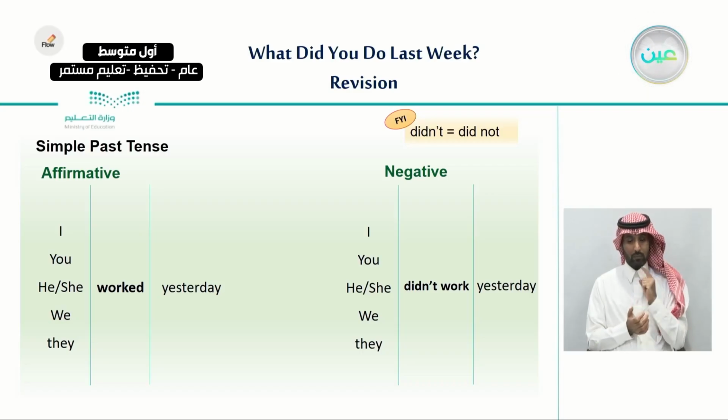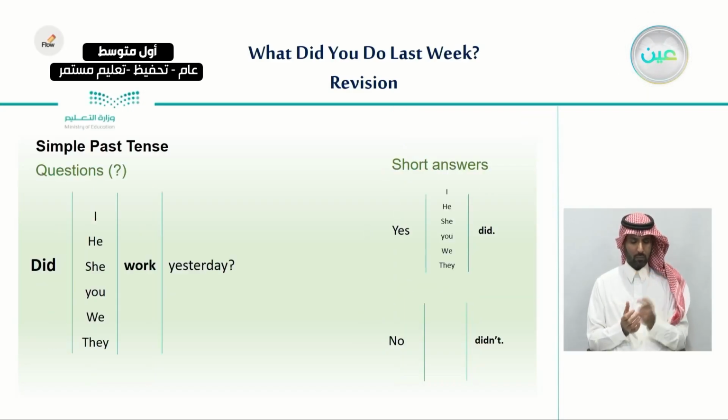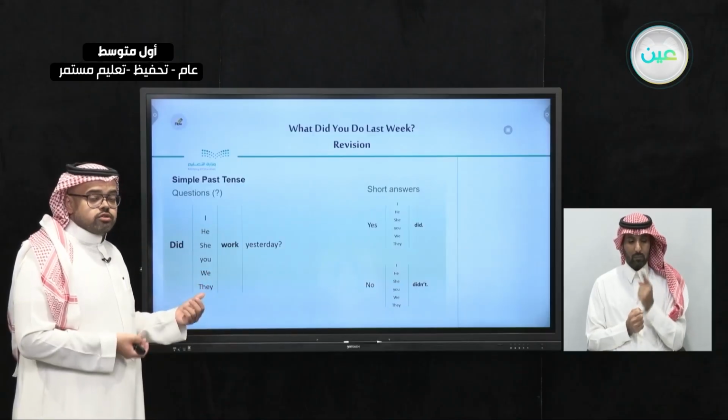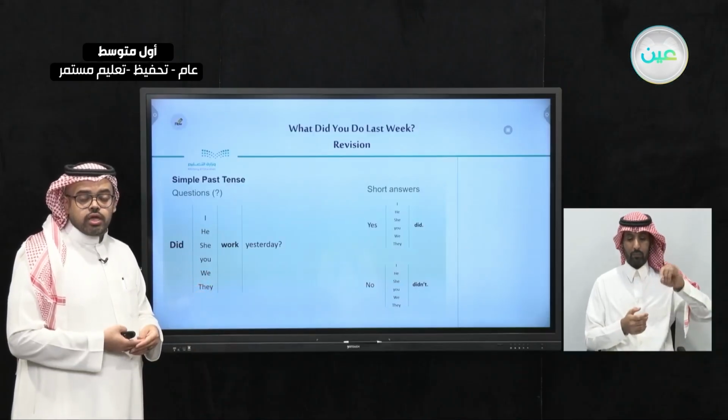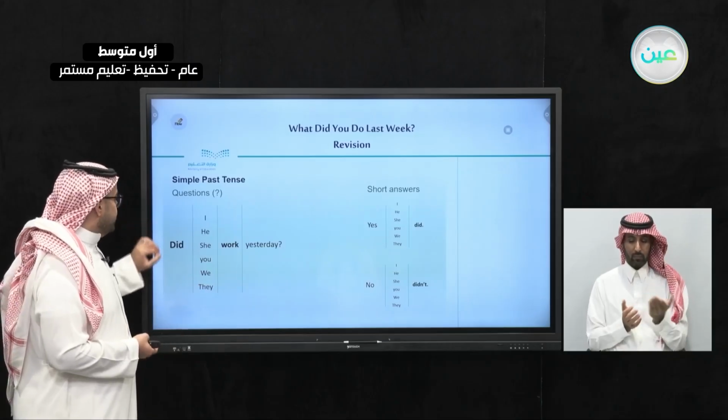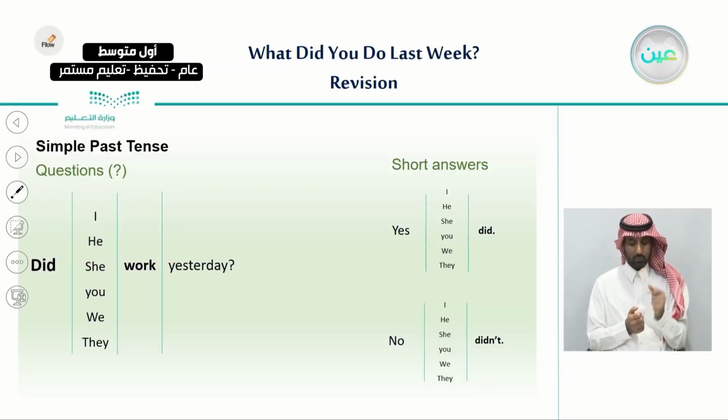So this is about sentences. As for questions and how you can make questions in the past, as we said, you use the auxiliary verb did at the beginning of a question. So again, no matter what the subject pronoun is, we use did with all of them. So did I, or did she, or did we work yesterday? The same thing goes for questions.